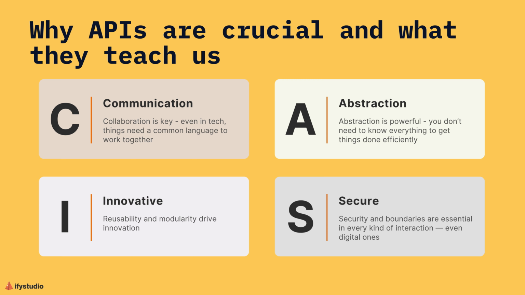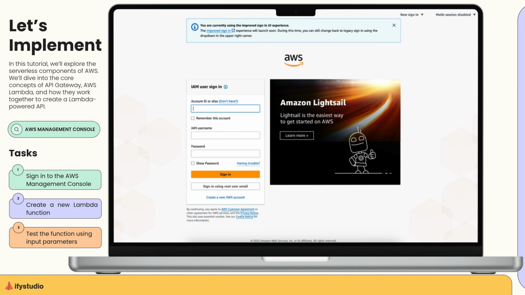Now, that's all with the explanation and know-how of how APIs work. Now, let's dive straight into the implementation, where we will be jumping into the AWS Management Console and implementing a solution. All right. As you can see on the left-hand side of your screen, there is a simple list of tasks that we'll follow step by step to build our serverless API using AWS Lambda and API Gateway.